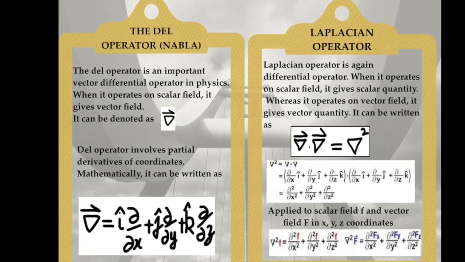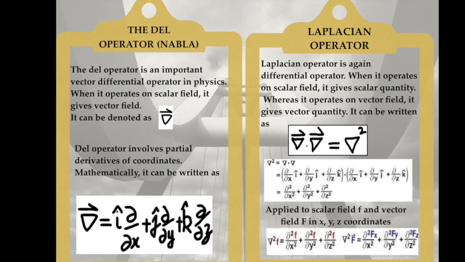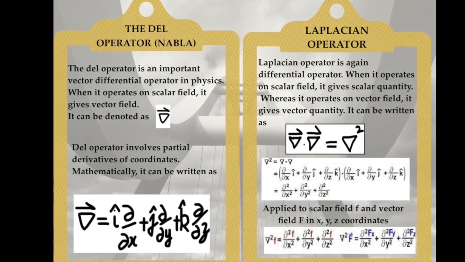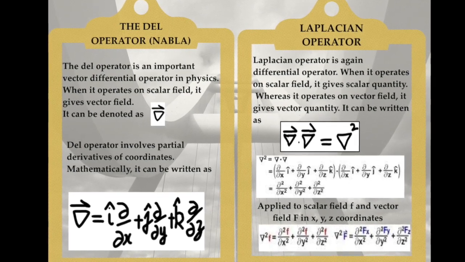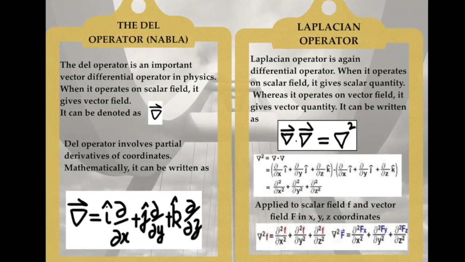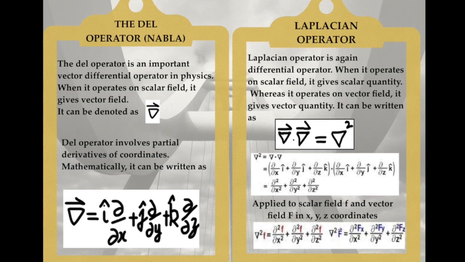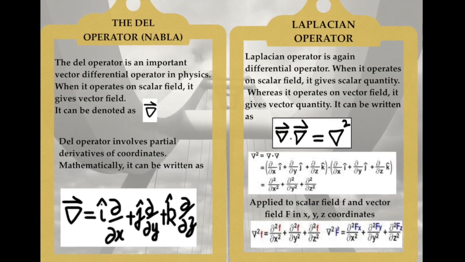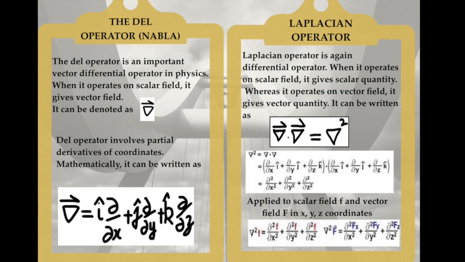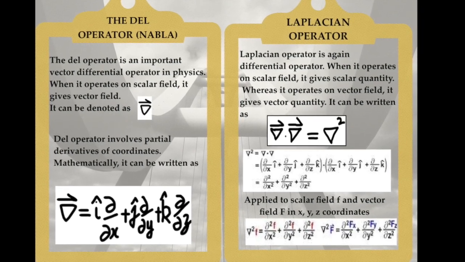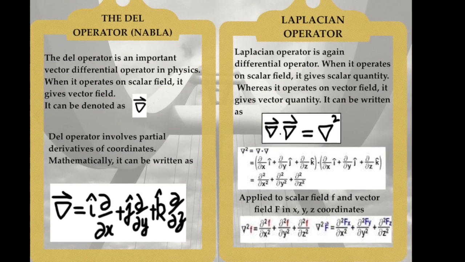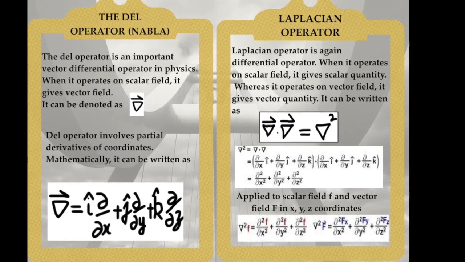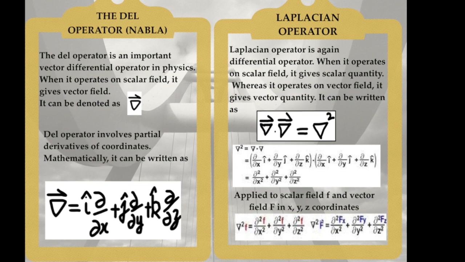The del operator depends upon the coordinate system. When it is applied to a scalar field, it converts it into a vector field. Mathematically, we can write del vector = i cap ∂/∂x + j cap ∂/∂y + k cap ∂/∂z. The Laplacian operator is the scalar product of the del operator with itself. Del dot del is equal to del squared, and del squared is known as the Laplacian operator.